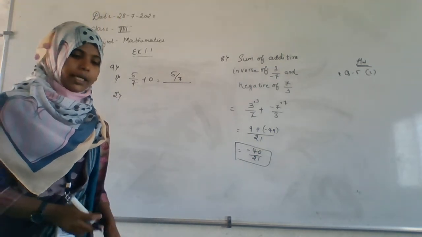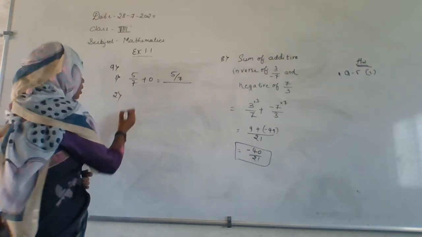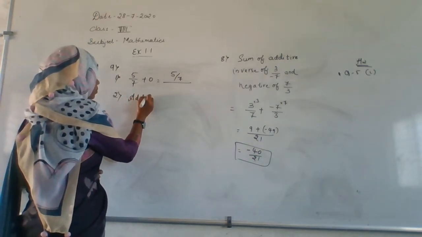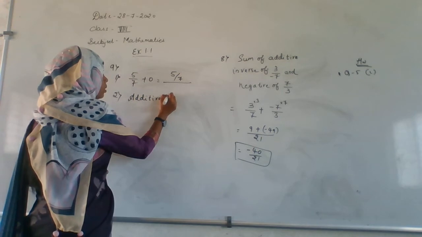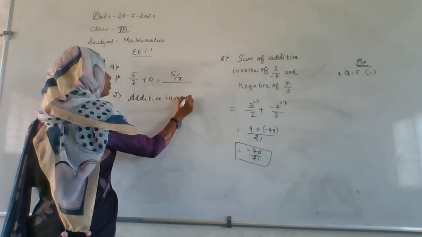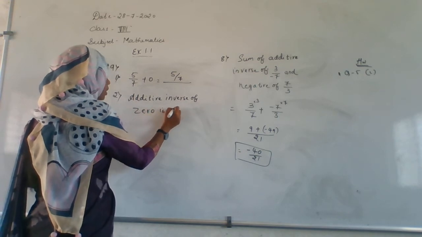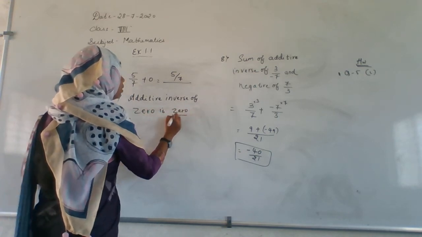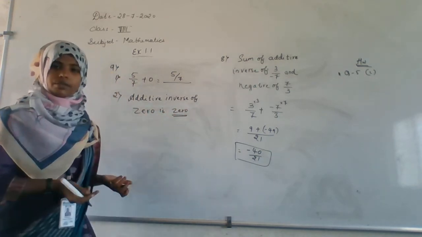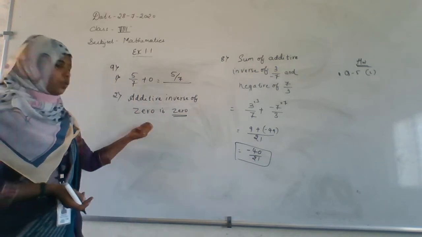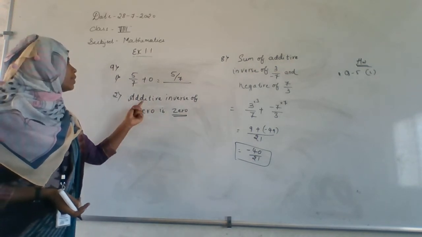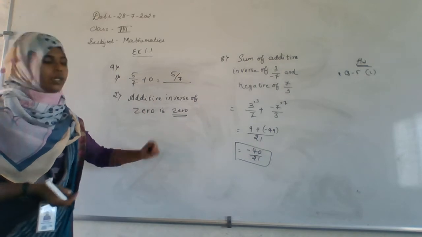Next one, additive inverse of 0. The additive inverse of 0 is always 0, because 0 does not have any positive or negative sign. It is universal. That's why the additive inverse of 0 is always 0.